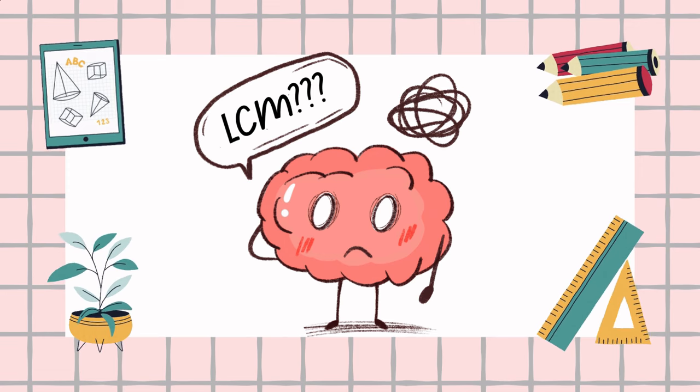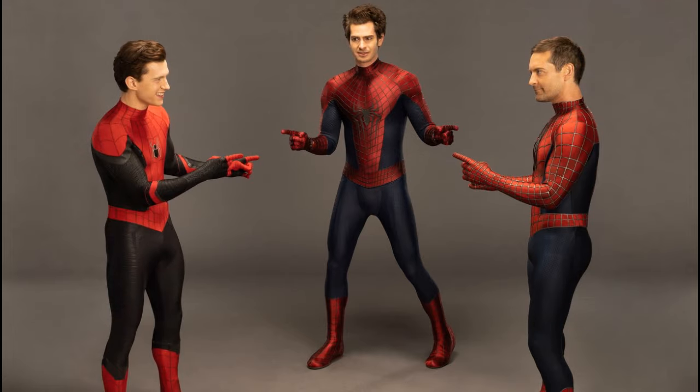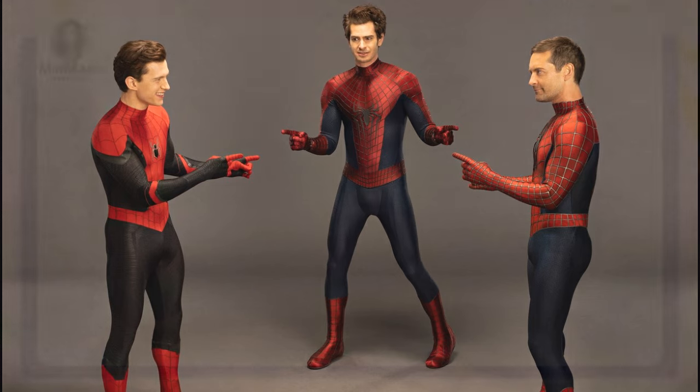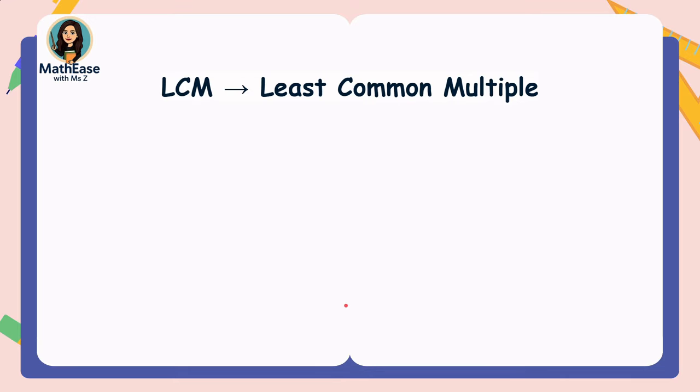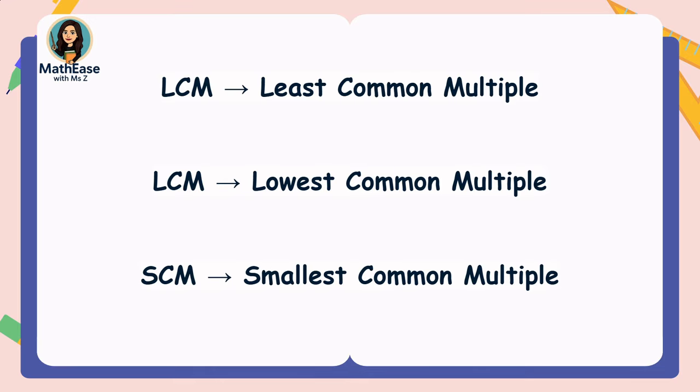So let's get started. Just like the HCF had different names, LCM goes by a few different names too. And guess what? They all mean the same thing. We have the LCM, which stands for the least common multiple. We have the LCM again, where it can mean the lowest common multiple. And we have the SCM, which means the smallest common multiple. At first, these words may look confusing, but think about it. Least, lowest, and smallest all mean the same thing. So don't get confused if you hear someone mention some other name.